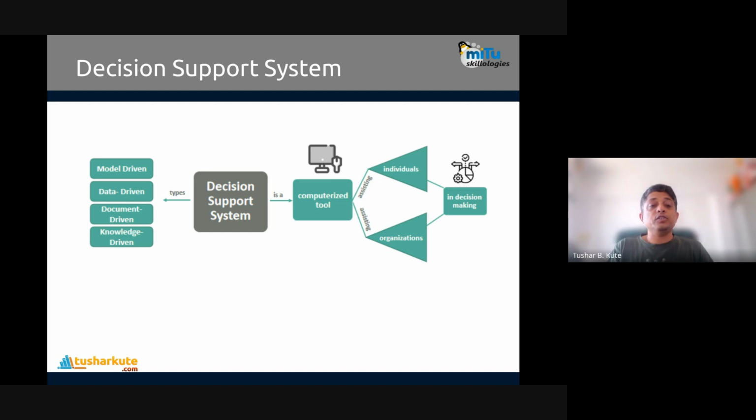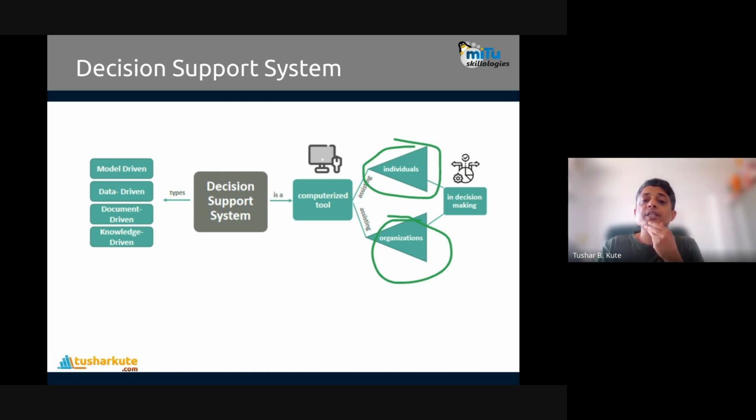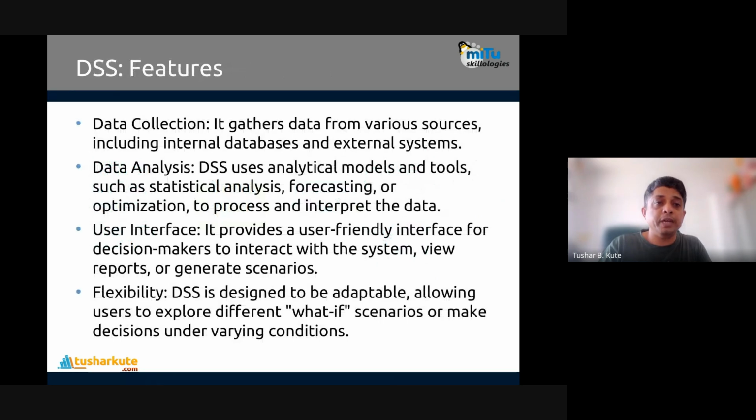A decision support system is a computational tool which can be used for two different things. It can be used for individuals, and it can be used for organizations. So for individuals also you can use it, and organizations also. It is an assisting tool for individuals and organizations in the final outcome, that is decision making. For the decision making system, that is what the decision support system basically does for us, which is an assisting tool in BI.